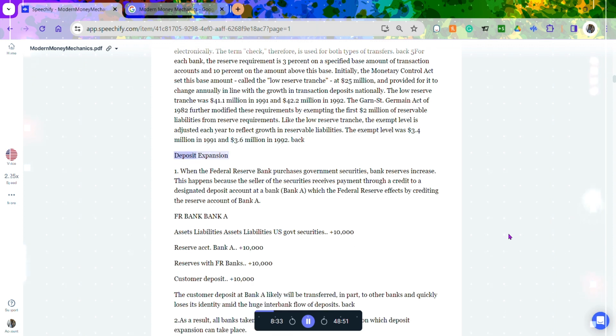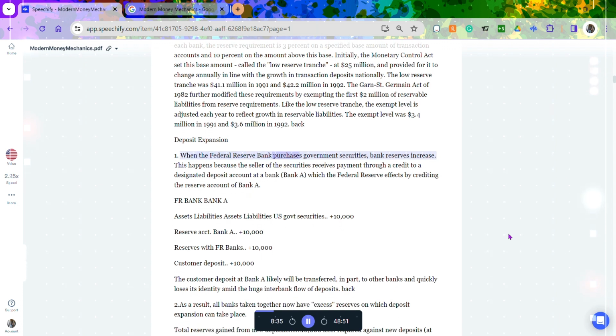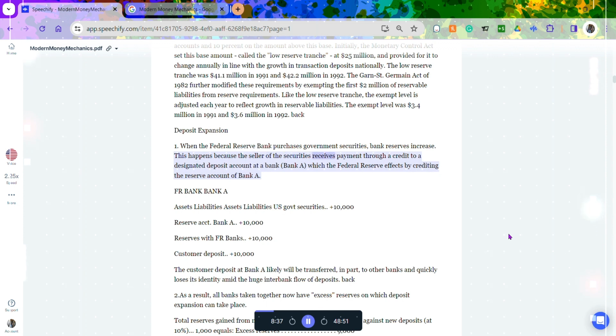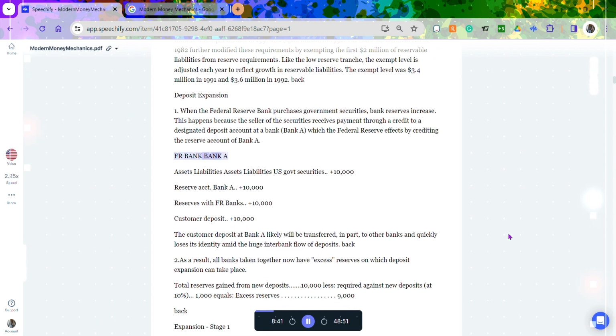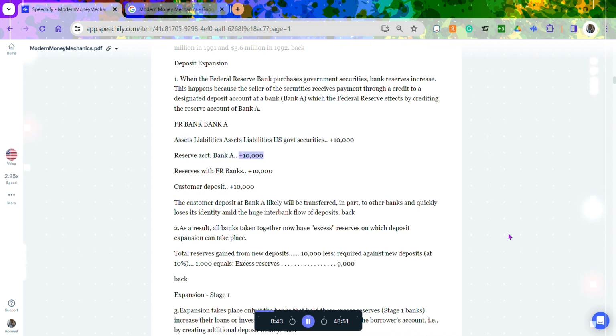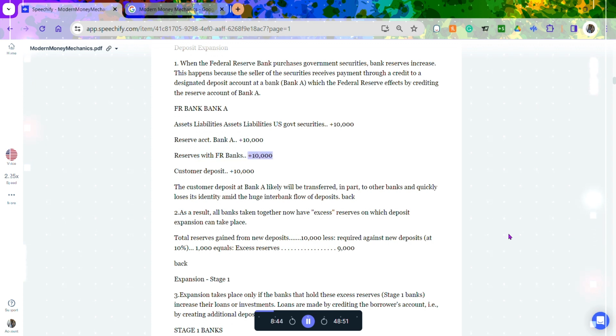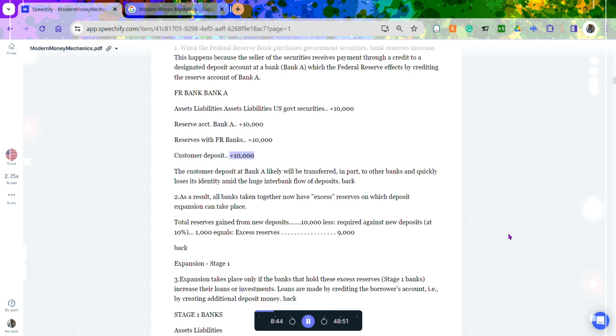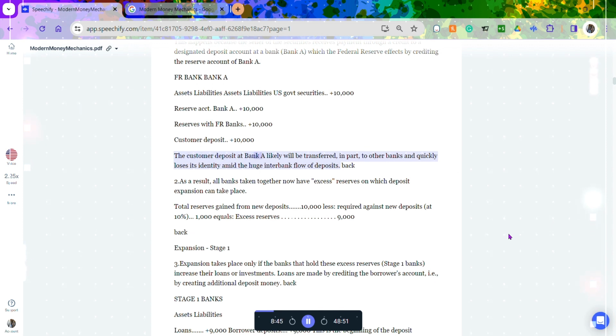Deposit expansion. 1. When the Federal Reserve Bank purchases government securities, bank reserves increase. This happens because the seller of the securities receives payment through a credit to a designated deposit account at a bank, Bank A, which the Federal Reserve affects by crediting the reserve account of Bank A. FR Bank, assets: U.S. government securities, plus 10,000; liabilities: reserve account Bank A, plus 10,000. Bank A, assets: reserves with FR banks, plus 10,000; liabilities: customer deposit, plus 10,000. The customer deposit at Bank A likely will be transferred, in part, to other banks and quickly loses its identity amid the huge interbank flow of deposits.